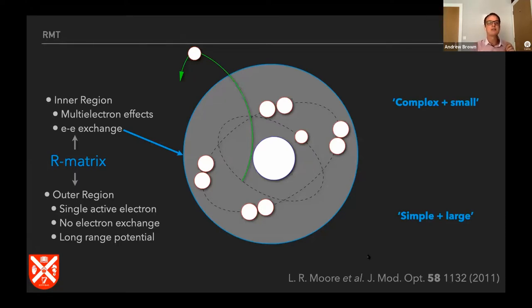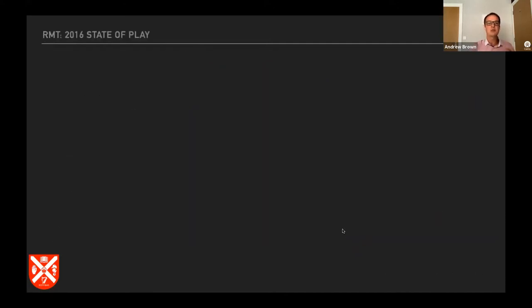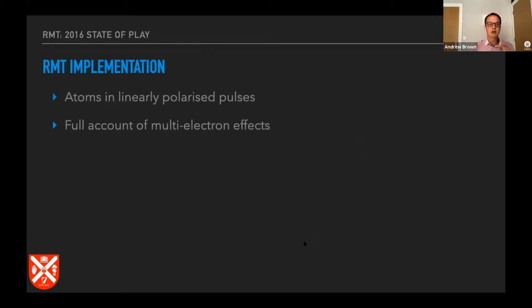In preparing my slides for this meeting, I found my slides from the last COST Action meeting that I spoke at in 2016 in Edinburgh. And I thought I could take the conclusion slide of that talk and use it as the jumping off point for this talk. So in 2016, what I reported is that we had this RMT code, which was able to describe atoms in linearly polarized pulses. And those were both restrictions on the method. We were only able to describe atoms at that point.